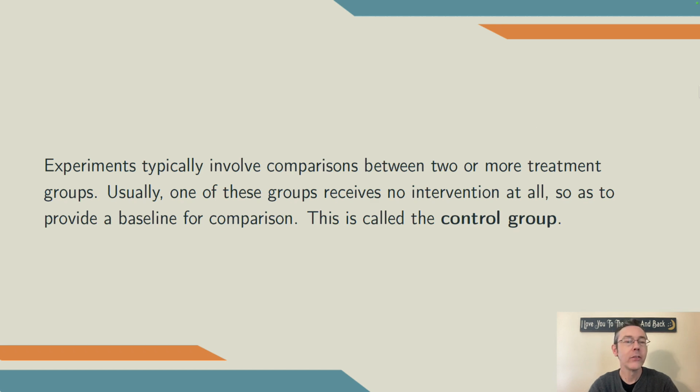Good experiments typically involve comparisons between two or more treatment groups. Usually one of those groups receives no intervention at all, so as to provide a baseline for comparison. This is called the control group. Notice that I'm using the word control in a very slightly different way here than I was a slide or two ago. The control group is supposed to help give us control over the variables in our study.